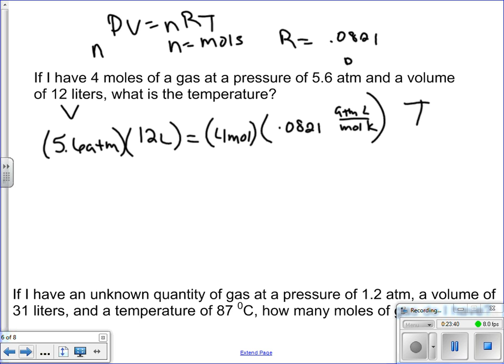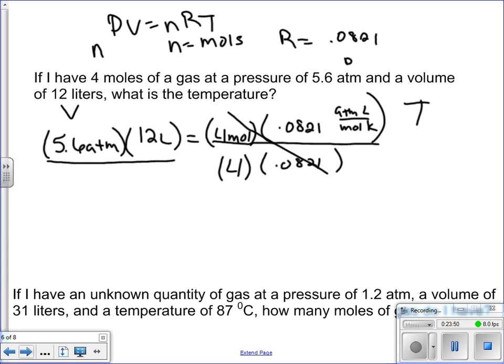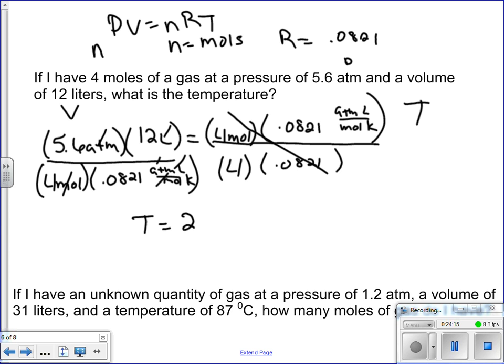So we want temperature by itself. We want to move this to the other side of our equation, and you could simplify this first if you wanted to. And if we go through and we cross, moles cancel here, atmospheres cancel, liters cancel, and we're left with just Kelvin. We can put this in the calculator. You should get that temperature equals 204.6 Kelvin.